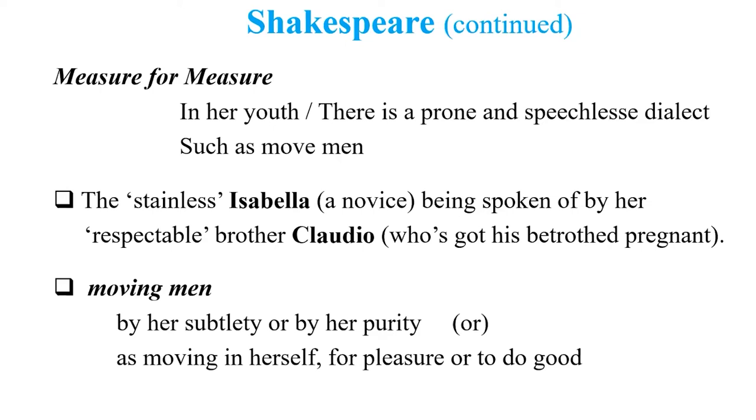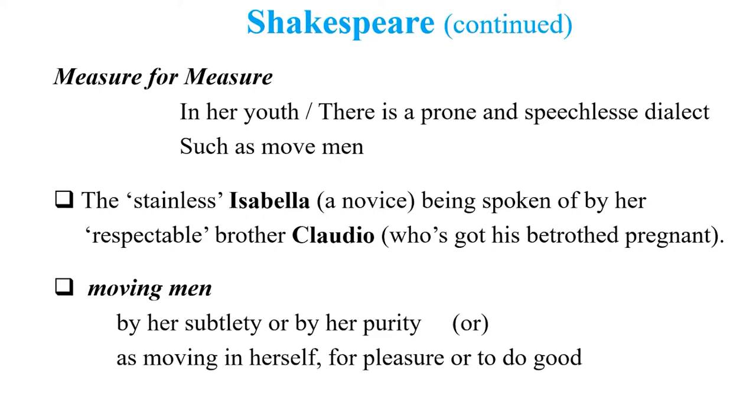What is the crux of this play, Measure for Measure? There is a duke who is ruling this place. The duke says, I'm going out on a pilgrimage, a journey. So he gives the mandate to Angelo: you rule. He gives the rule to Angelo.